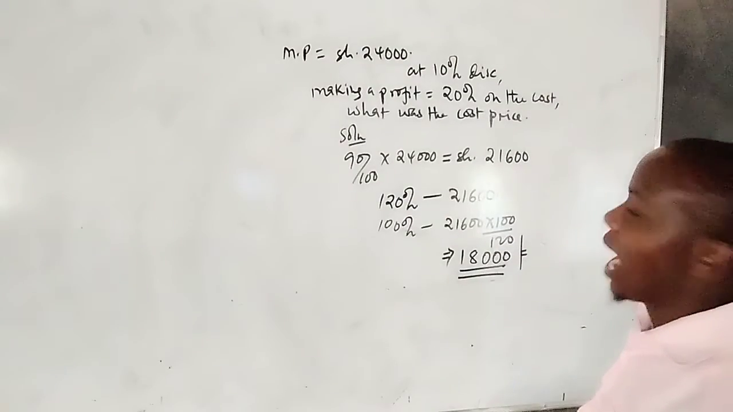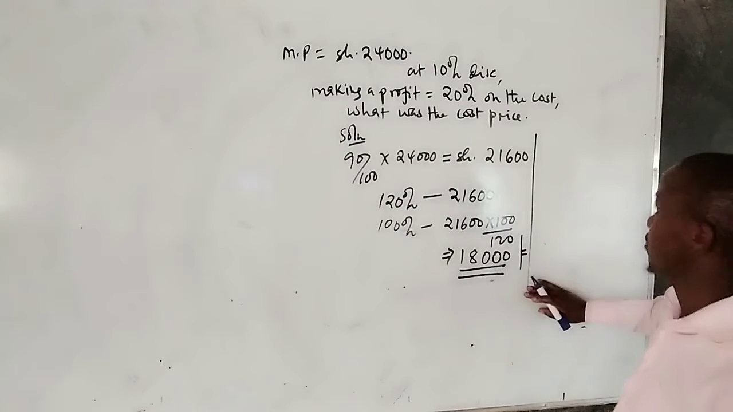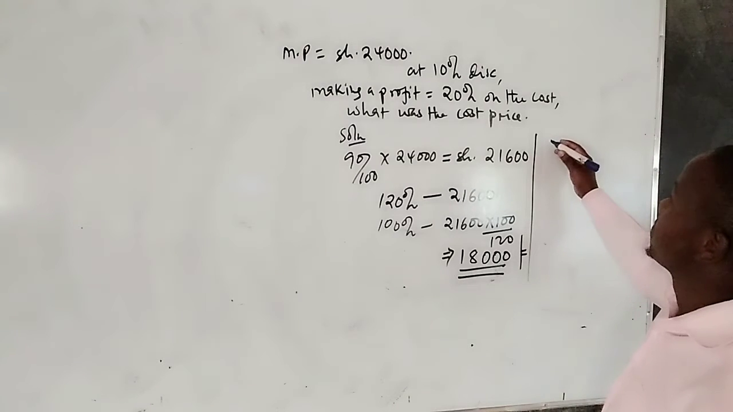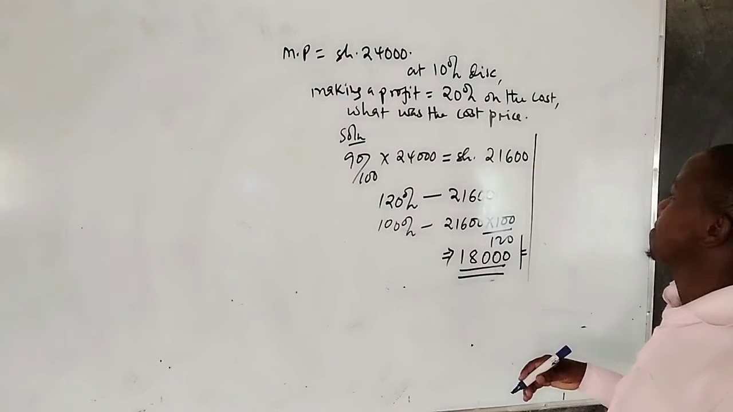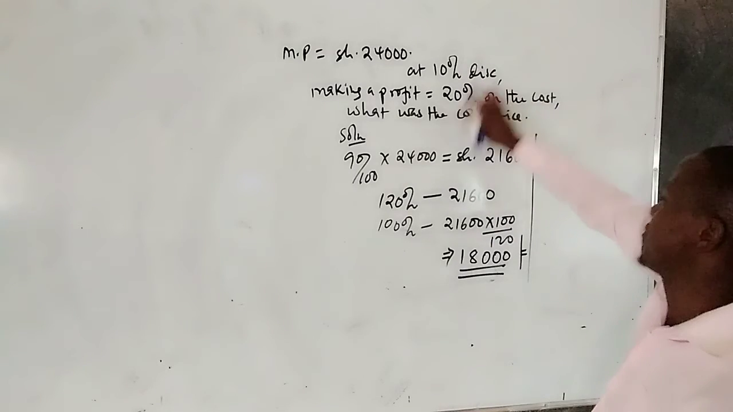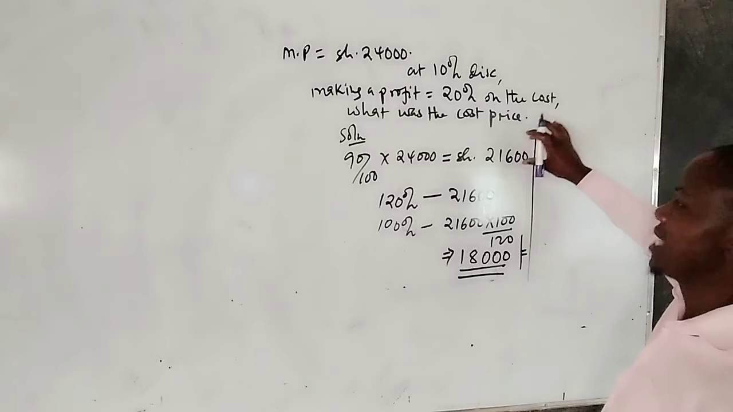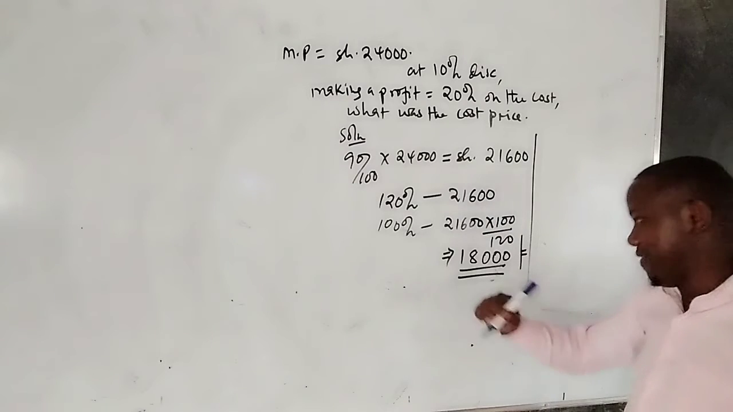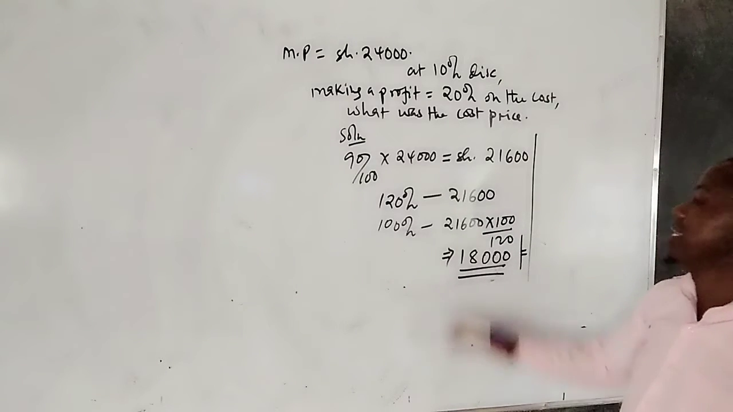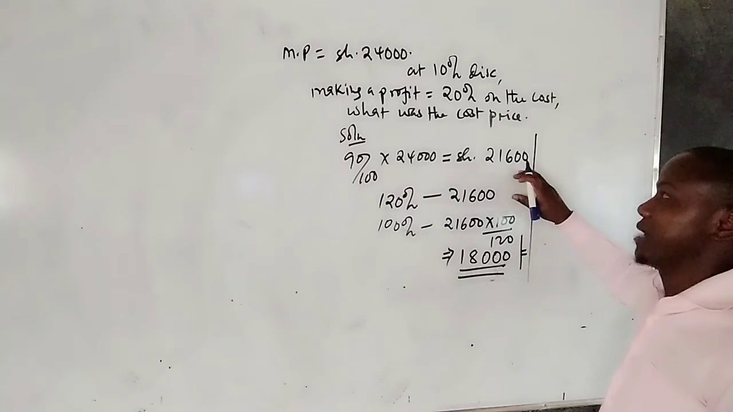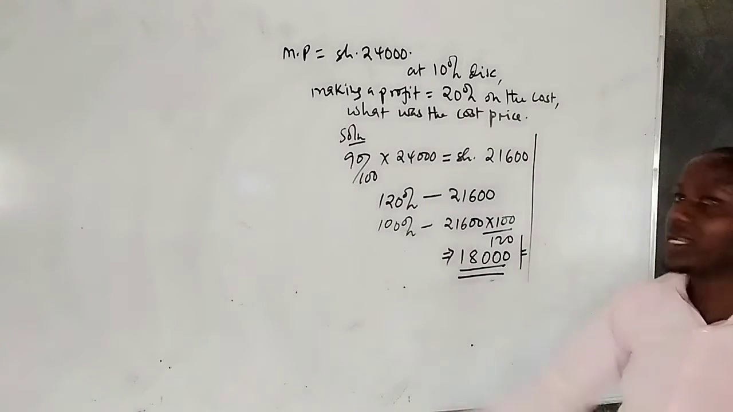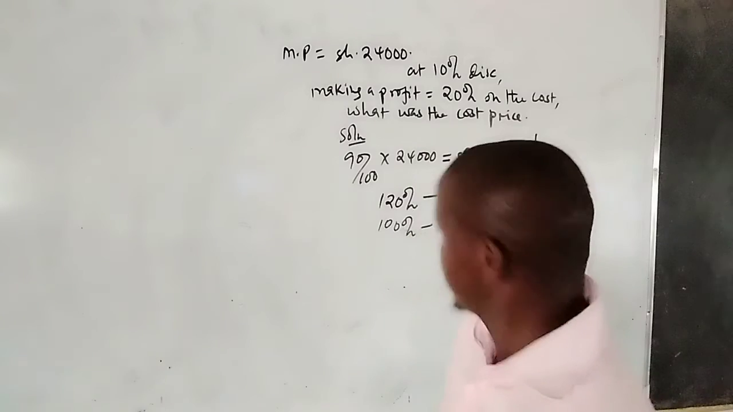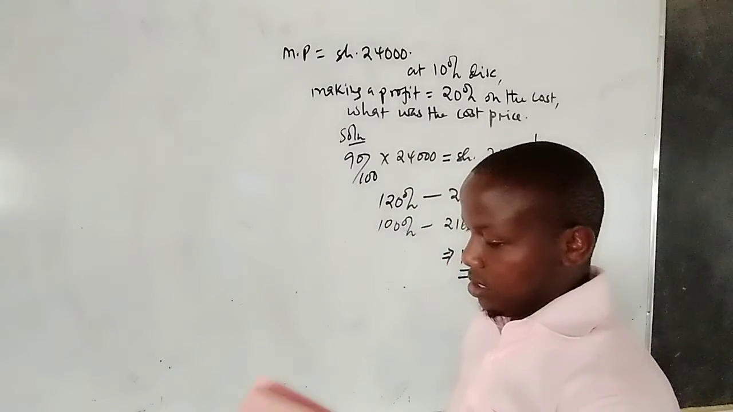Otherwise, we can also argue that if he has made a profit of 20%, it means that there is 100% and the 20% profit. So this amount, 21,600, is the 100% of the cost price plus the 20% profit. So you compare like that and you finish. That's a 3 mark question. The paper is a bit long.